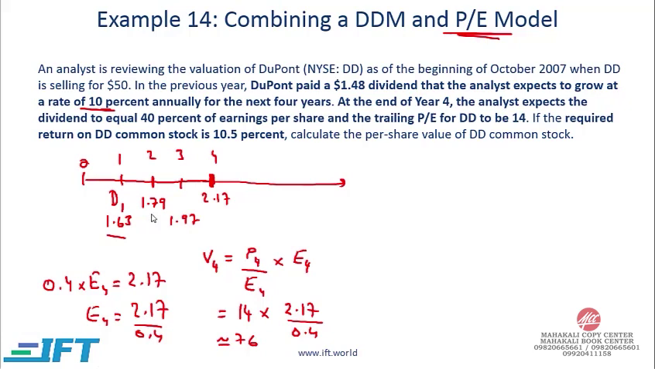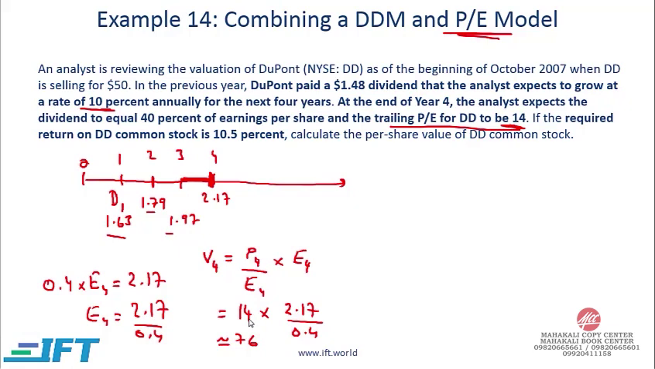So in addition to these 4 dividends, we also have a value at the end of period 4. Assuming that the value is a non-biased or unbiased indicator of the price at the time, we can say that the value at period 4 is the PE ratio, the trailing PE ratio at period 4, multiplied by the earnings for period 4. The trailing PE ratio over here at the end of period 4 is 14, that's given. So P4 over E4 would be 14.